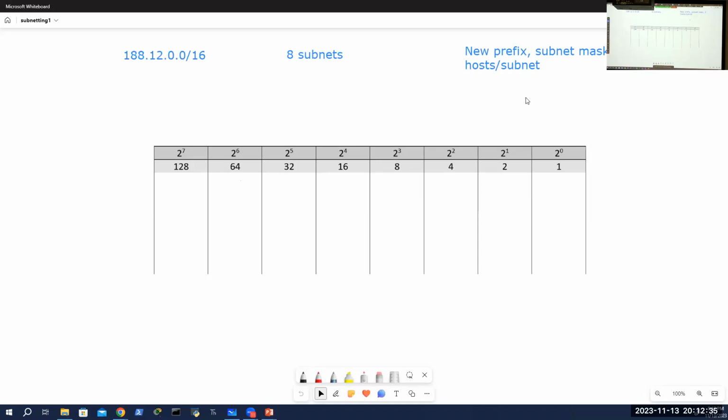Okay, so work on that for just a few minutes. It's kind of like the last problem, except shifted over 1 octet to the left. One thing I'll tell you is that the number of hosts per subnet is going to be much, much bigger.